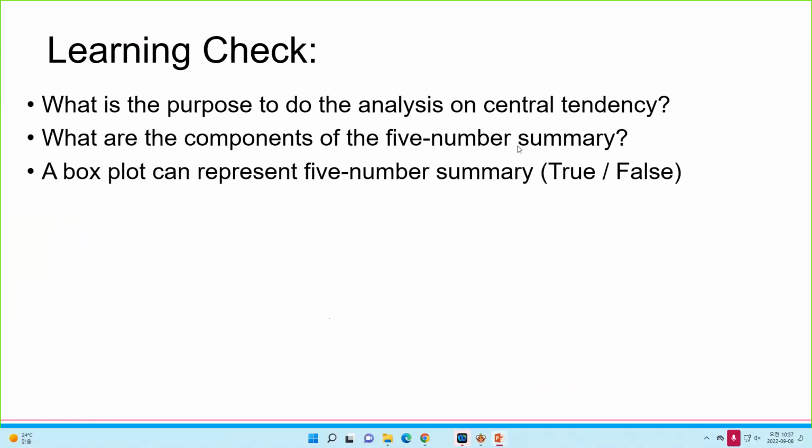What are the components of the 5-number summary? What are they? Yeah, minimum, Q1, median, and then Q3 and maximum. Okay, so please remember this one. A box plot can represent the 5-number summary. True or false? True? Okay, then yeah.